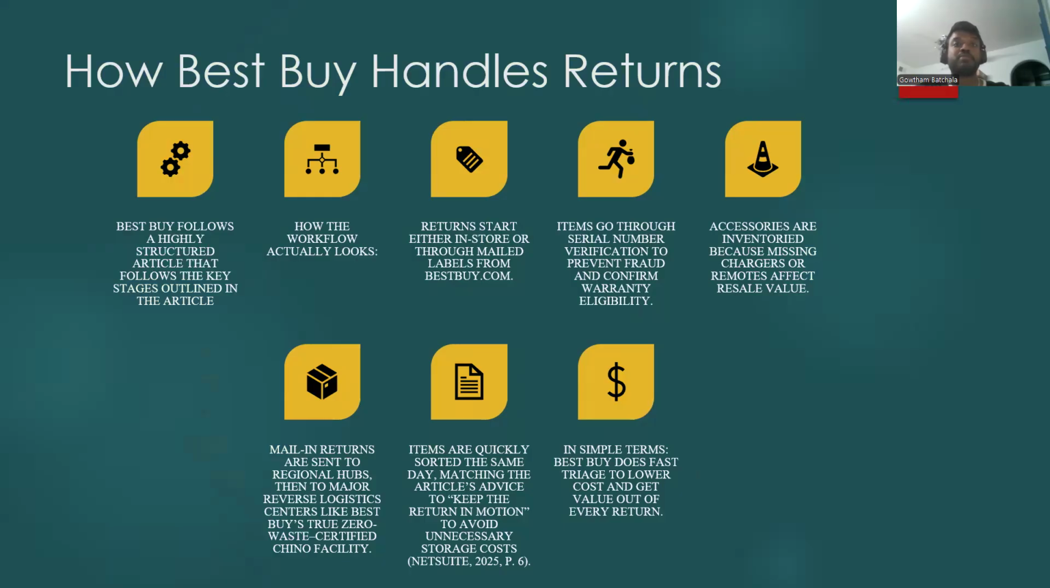So how does Best Buy handle the returns? Returns either start in store or online. If it's online, the customer gets a shipping label and sends the product to the original hub or warehouse. Every item gets verified through a serial number or something else. This step is very important in order to avoid fraud and to make sure the item is under warranty and is legitimate, not a fake item.